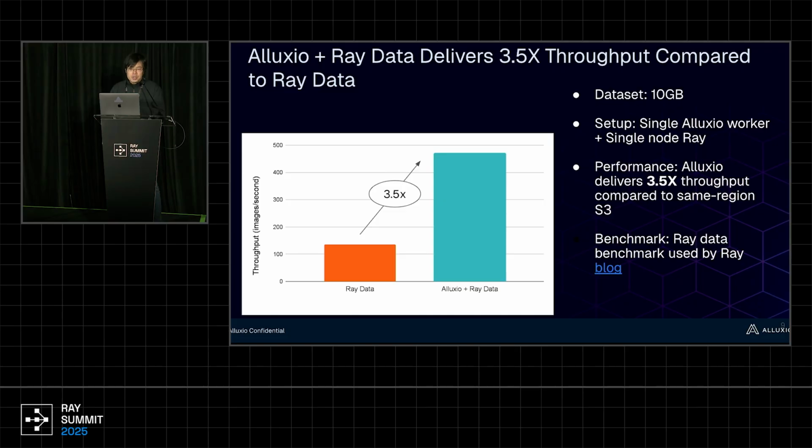Okay. So for Ray, I'm talking about Ray here today. We have an integration with Ray, and you can use our FS spec interface with Ray to talk to Alluxio, instead of talking to, for example, Ray Data directly, and we show there's a 3.5x improvement in terms of throughput from the same region.